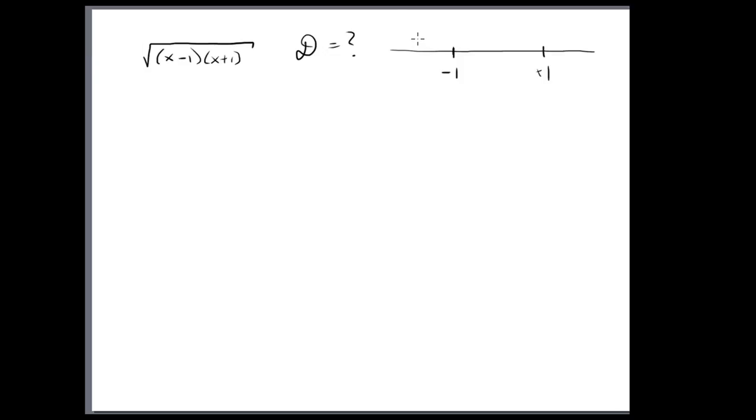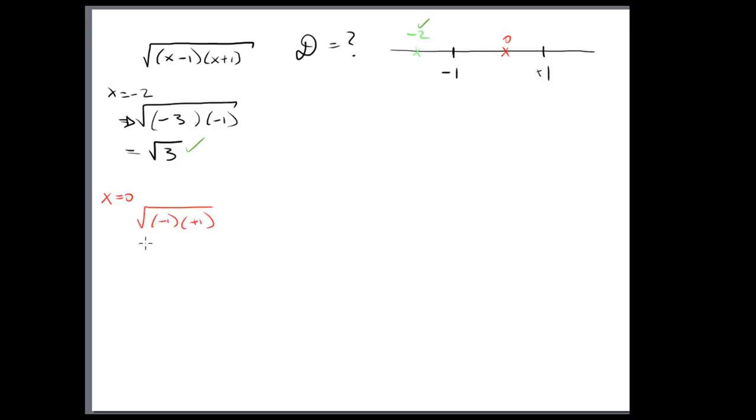If I'm down here below negative 1, say at negative 2, what's going to happen is we'll have negative 3 times a negative 1, which is the square root of 3. And that's just fine. We can have the square root of 3, no problem. So this is okay. What if I'm in here at 0? Then that would be the square root of negative 1 times a positive 1, and that's the square root of negative 1. That's no good.